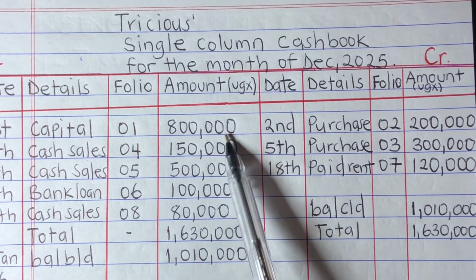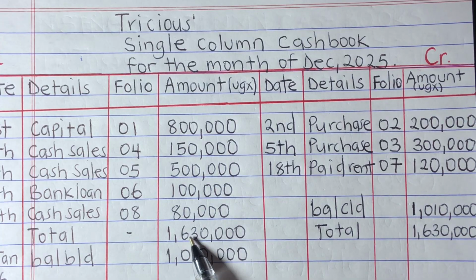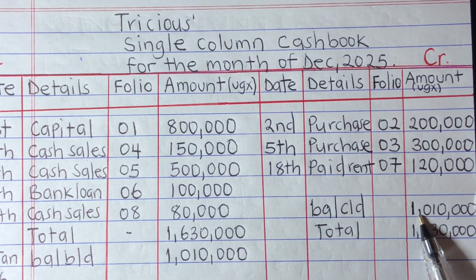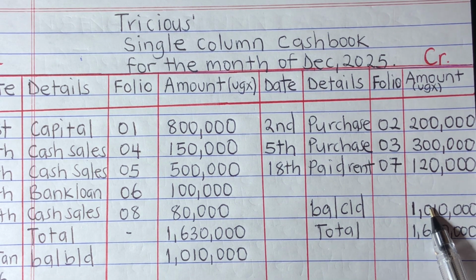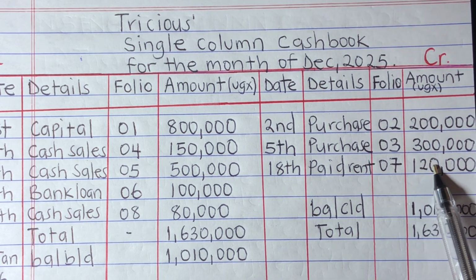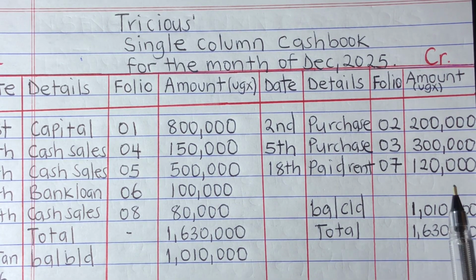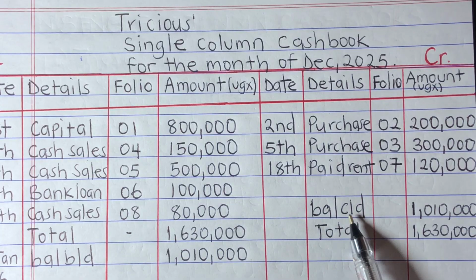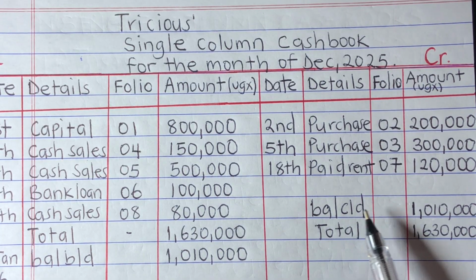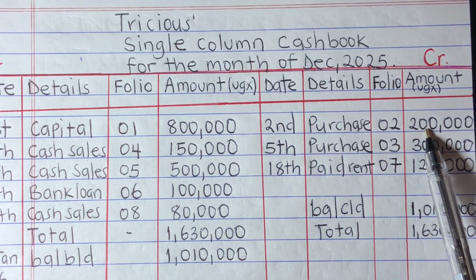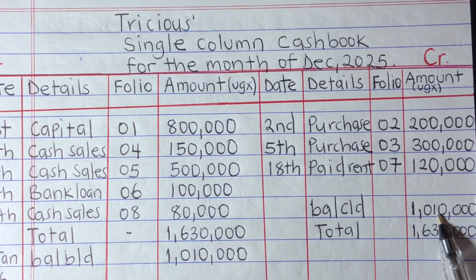So our total here was 1,630,000, and here the total was 620,000. So we subtract the smaller total from the bigger total, and what we get is what we call the balance carried down. So if you subtract the total from the bigger side, you get this as the balance.